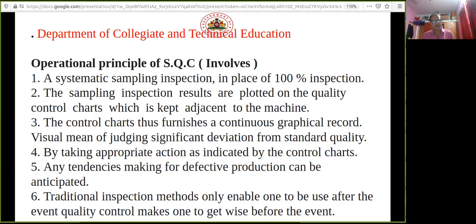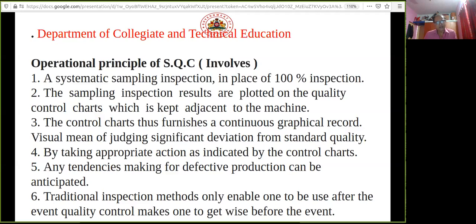The fourth point says that we take appropriate actions as indicated by the control chart. We need to take control actions as soon as the process goes wrong. As soon as we take the actions, the process will be under control, and naturally we are going to get quality products.